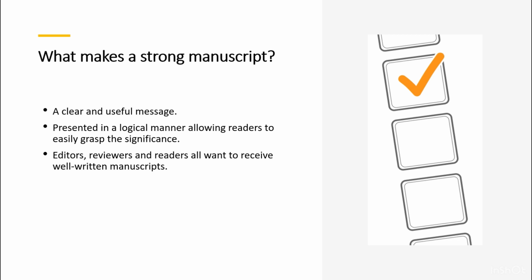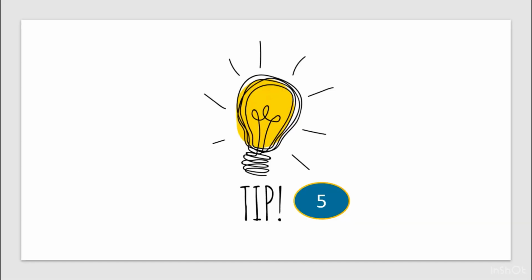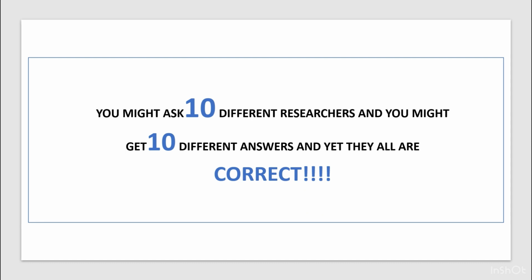scientific journals. Now, the fifth tip that I have for you is basically you might ask 10 different researchers about how to structure your manuscript, and you're probably going to get 10 different answers. And ultimately, the 10 answers that you might get from these 10 different researchers might also be correct. And what does that mean? What does that phrase usually mean?